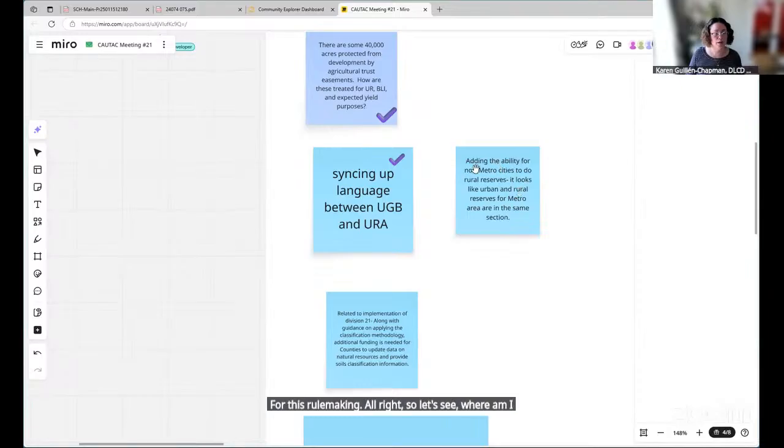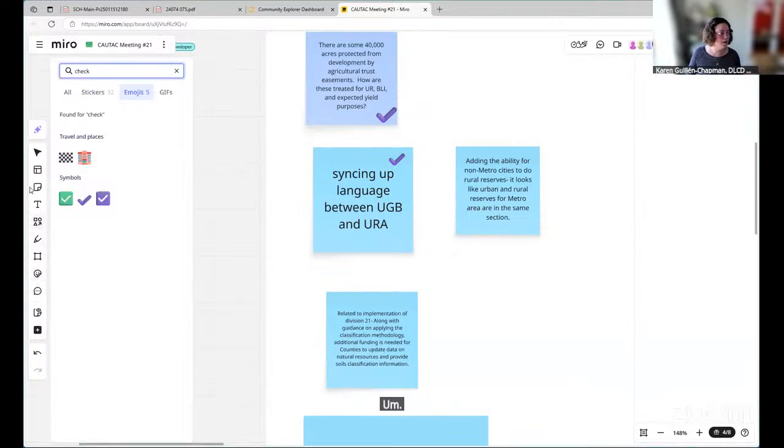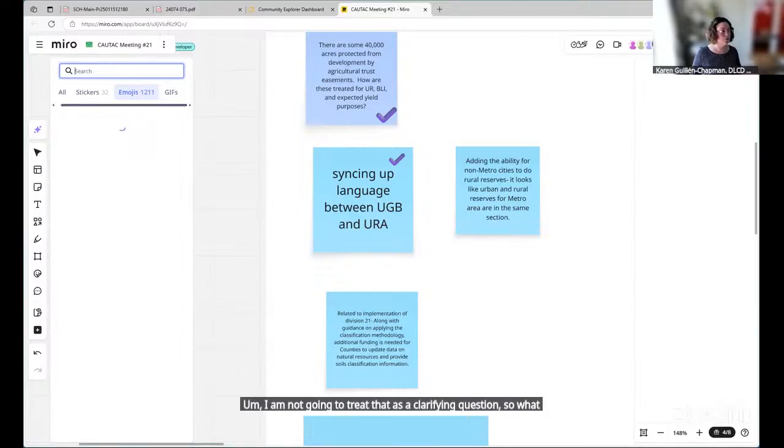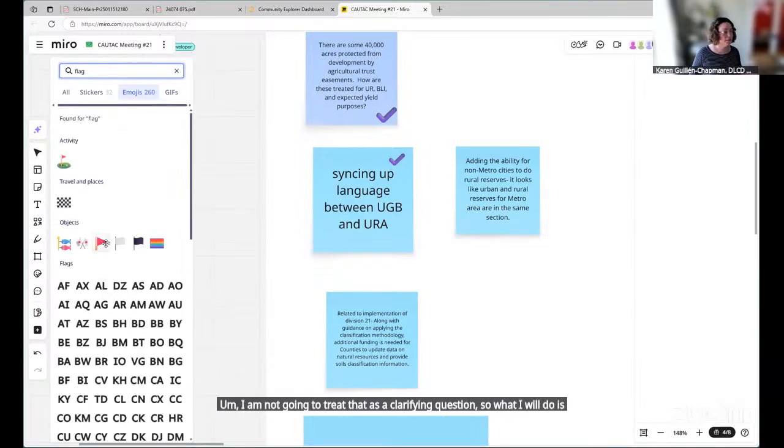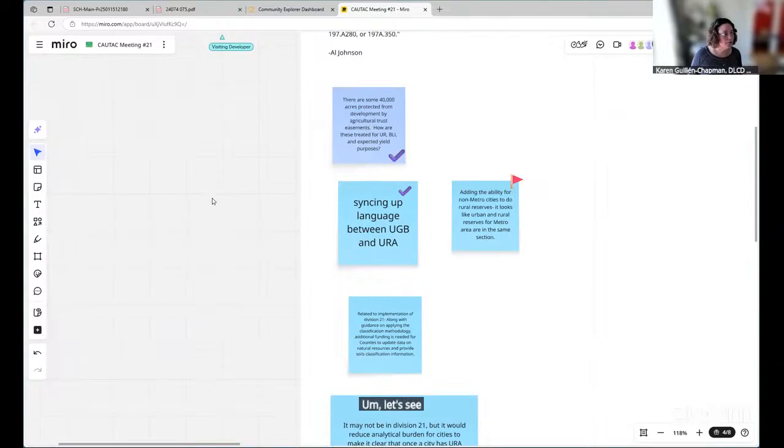Okay, so the ability for non-metro cities to do rural reserves. I am not going to treat that as a clarifying question. So what I will do is flag that and we will come back to it in discussion. Let's see what else we've got here.